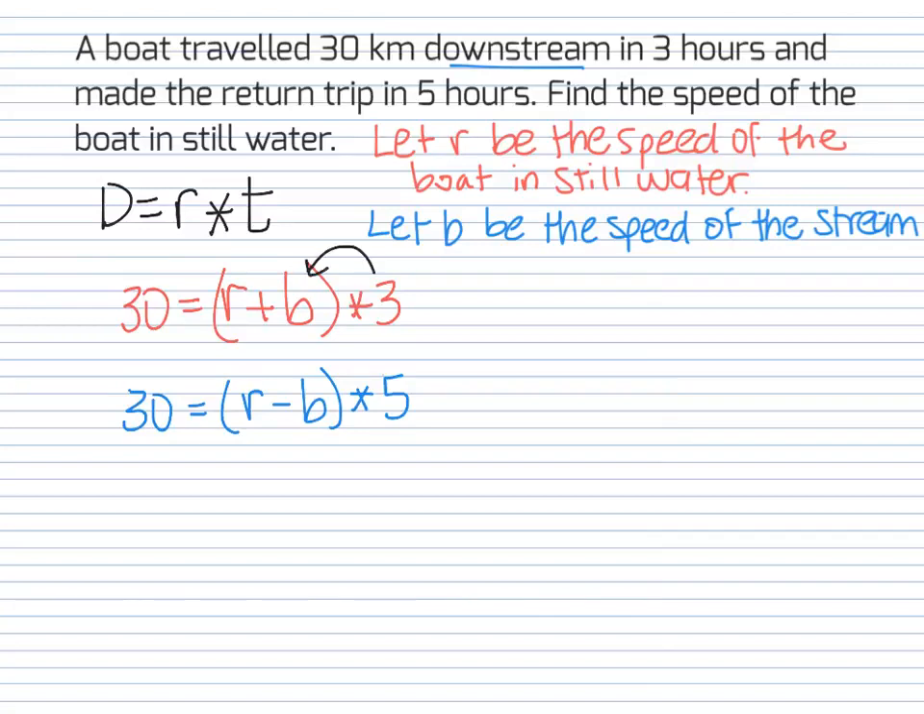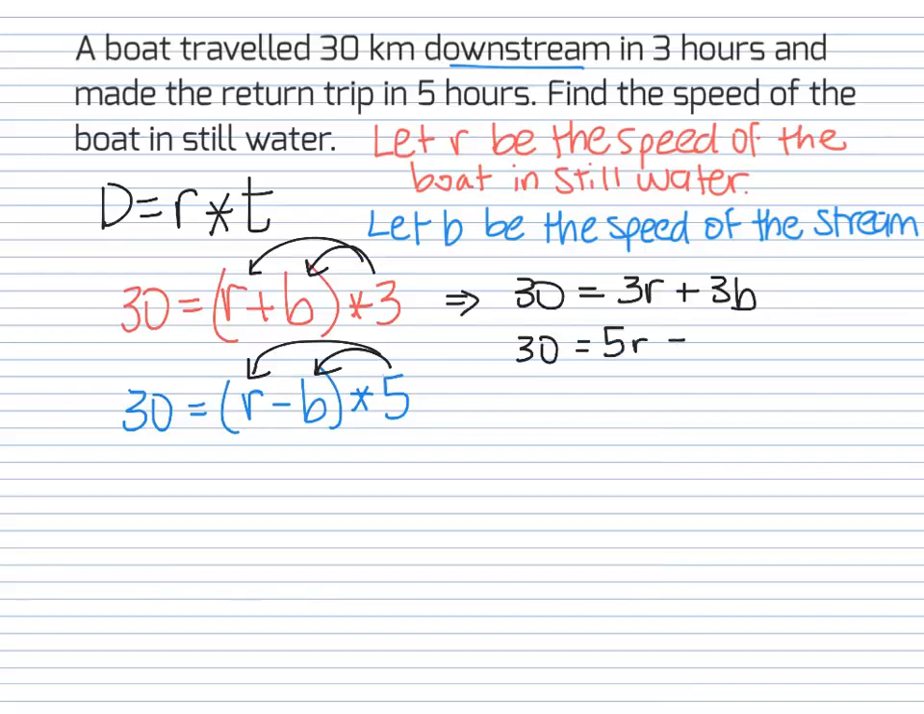Now I have two equations with two unknowns. This outside value needs to distribute to everything inside. And the same thing happens here. That's going to leave me with two pretty simple equations that I can set up. That'll be 30 equals 3r plus 3b, and 30 equals 5r minus 5b. You can use substitution or elimination here. I'm going to use elimination, and I'm going to multiply this top equation by 5. I need to be fair and distribute this 5 to everything.